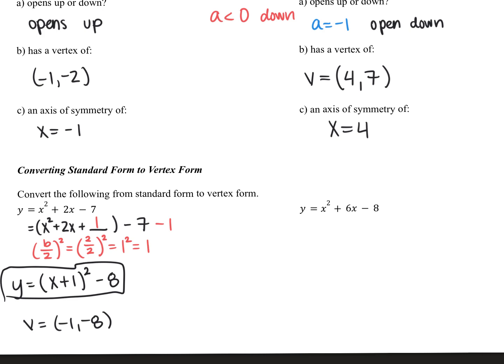I want you to go ahead and pause now and see if you can try this last example on your own, and then go ahead and check it with my work.